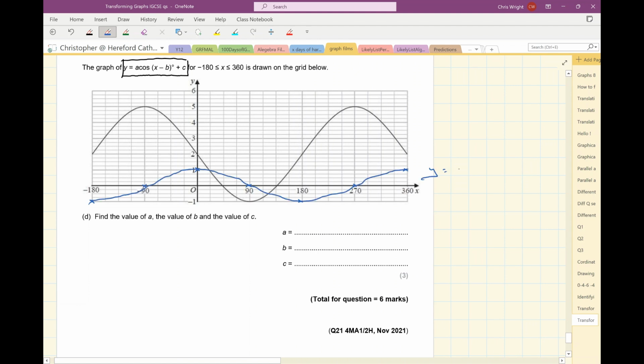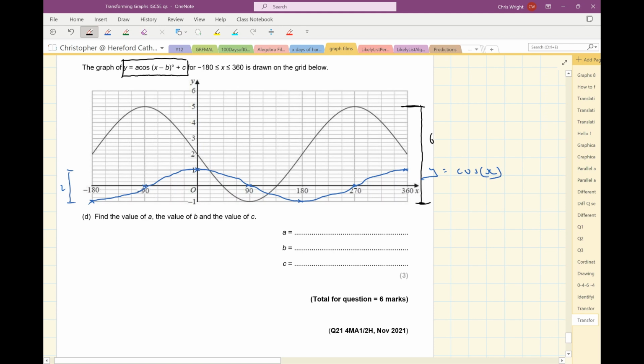Y equals cos of x. And let's transform that graph bit by bit, step by step, so that we end up with the black curve. First of all, let's look at the range of these curves. My blue curve has a range of 2. My black curve, well, that range is from here to here, from 5 to minus 1. So that's got a range of 6.